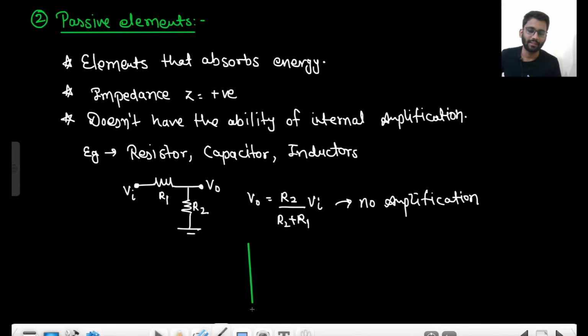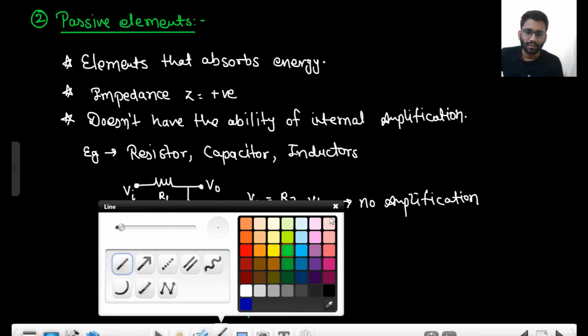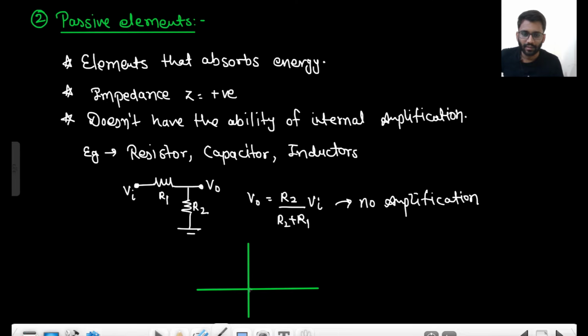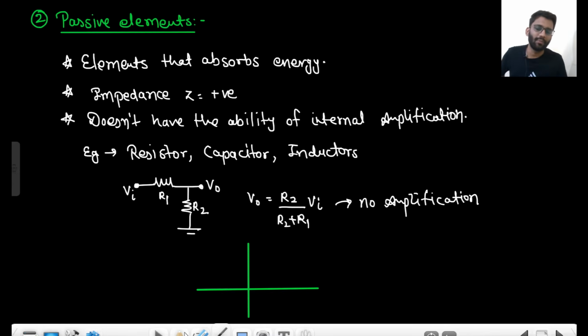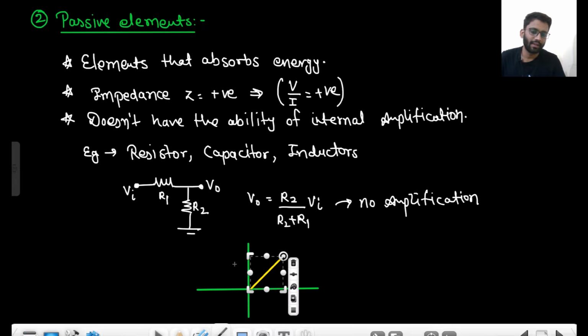So if we draw the VI characteristic for passive elements, how should it look like? The impedance has to be positive. What does that mean? What is impedance? Impedance is V by I. That has to be positive. So in this quadrant, it will be positive, right? Positive by positive, it is positive.